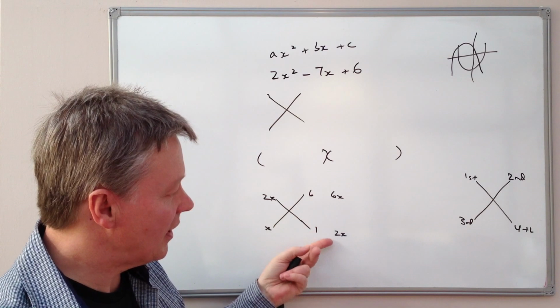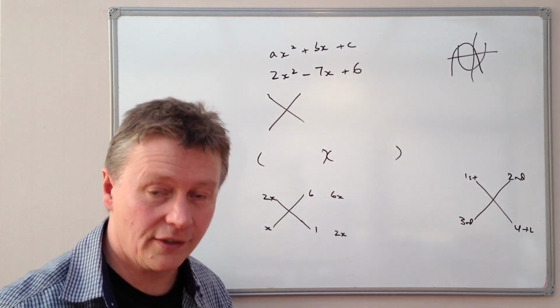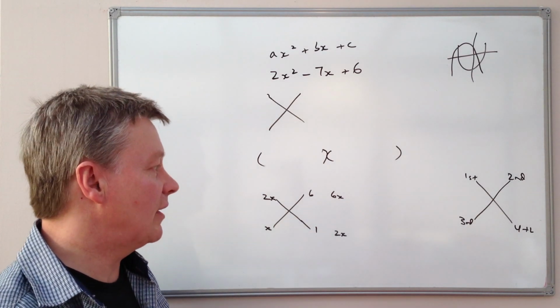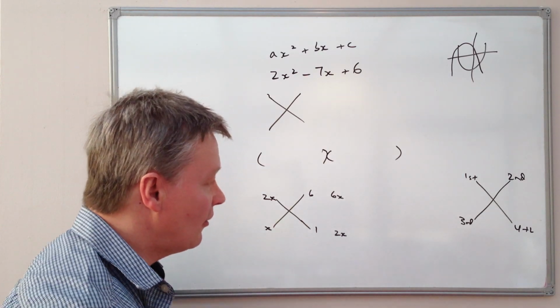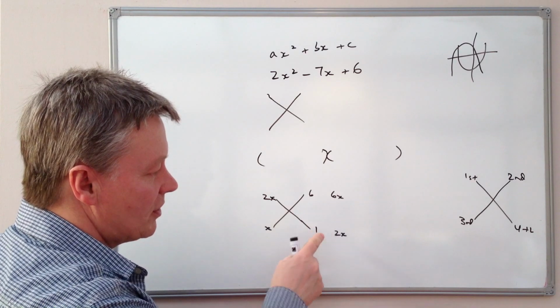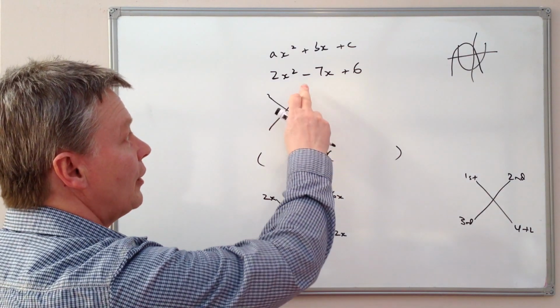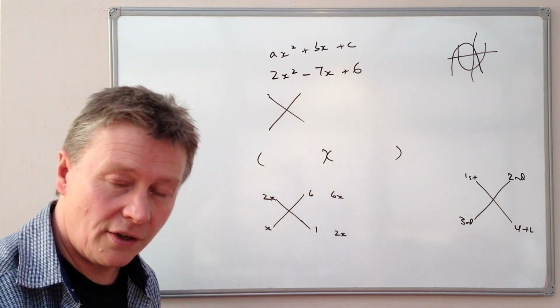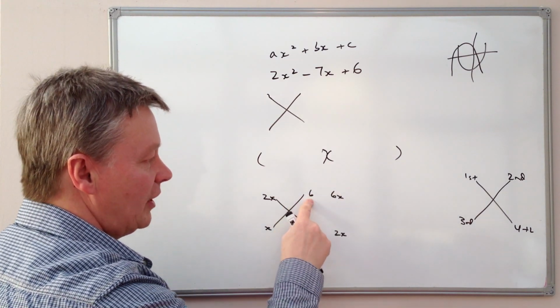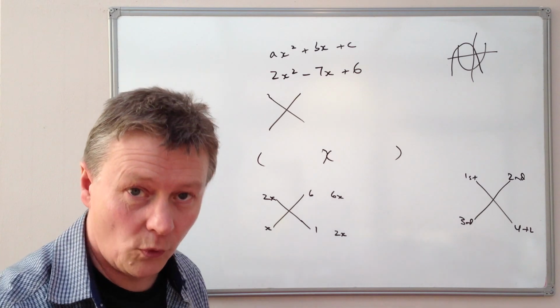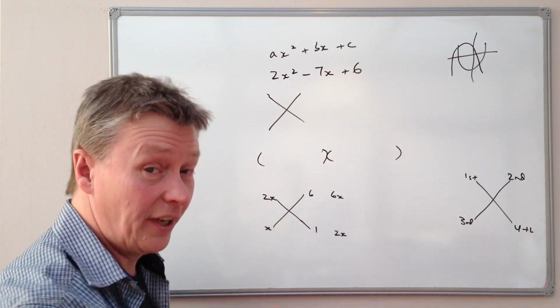Well, if I add them together, I'm going to get 8x. If I take them apart, I'm going to get 4x. I could get minus 4x. So really, looking at those two terms, there is nothing I can do to create minus 7x. So in other words, the two terms that go into here are definitely not going to be 6 and 1. So I have to think again.